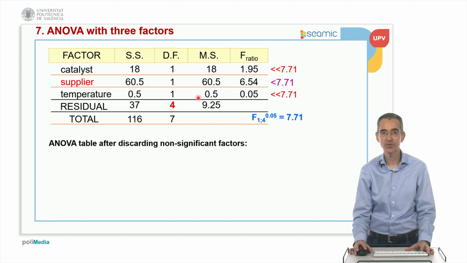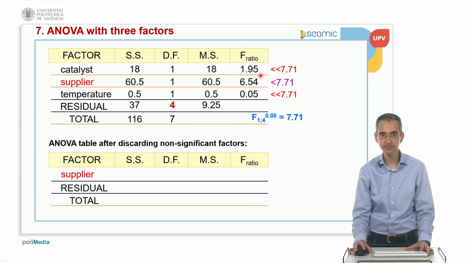So now what we are going to do is to repeat the same ANOVA table, but removing this row, because the F ratio is very small, and also removing the first row, because the F ratio also is small. Okay, so again, we fill out this ANOVA table. Sum of squares for supplier, the total. So again, by difference, we compute the residual sum of squares. The degrees of freedom again is 1 for supplier, 7 for the total. By difference, we now have 6. So now we have increased from 4 to 6, which is good.